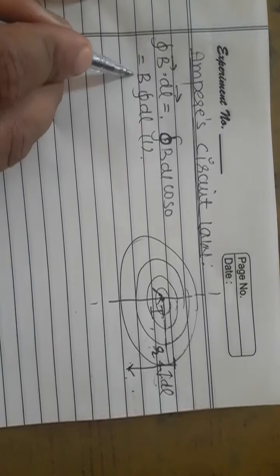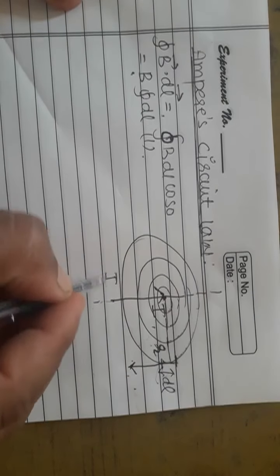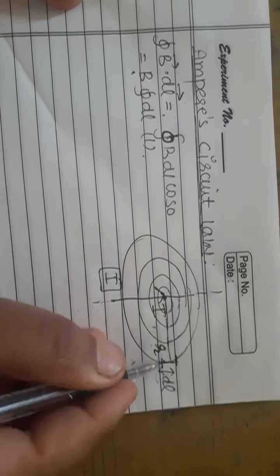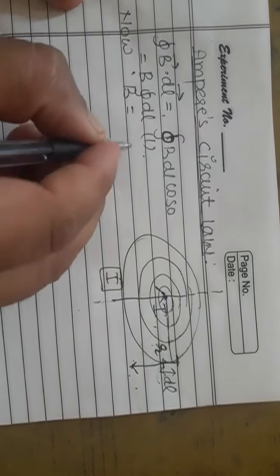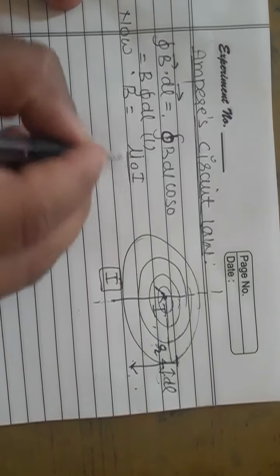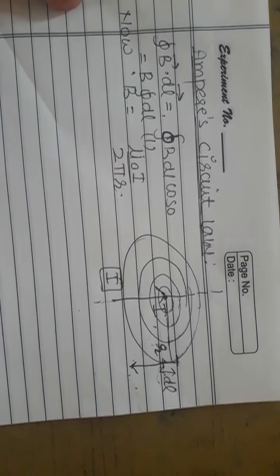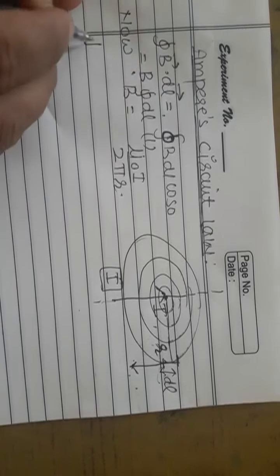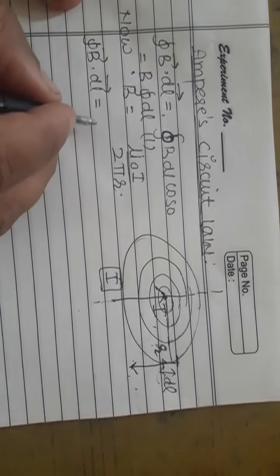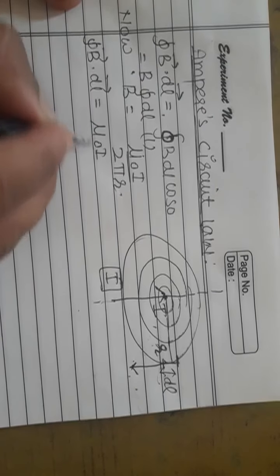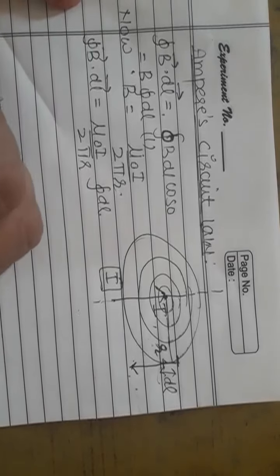Now the question is, what is B? B is the magnetic field produced by this current carrying conductor at distance r. And you know that in the previous article, the magnetic field due to an infinite current carrying conductor is given by mu naught I upon 2 pi r. If I put it in the above equation, B vector dot dl is equal to mu naught I upon 2 pi r, integration of dl.